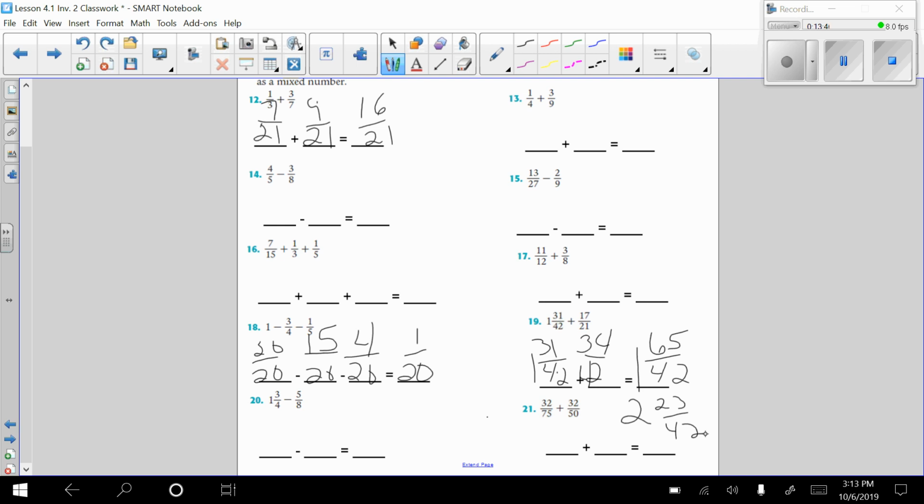The same thing works for subtraction, as in number 20. I keep the 1, and find the common denominator of 4 and 8. In this case, it's going to be 8. That will be my common denominator. 4 times 2 gave me 8, so 3 times 2 is 6. 5/8 already has a denominator of 8, so I don't need to do anything. Since I can subtract 5 from 6, I just bring the 1 along, and 6 minus 5 is 1, over 8.